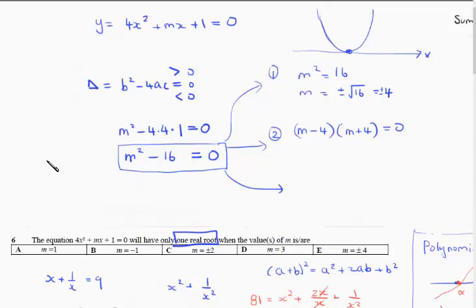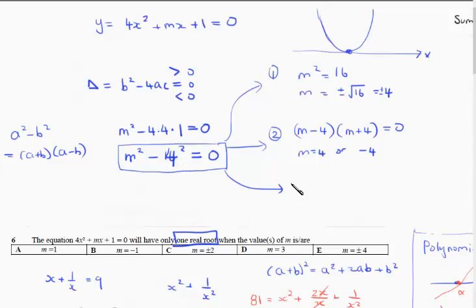So where do I get that from? You should know a squared minus b squared: the difference of two perfect squares is the sum of those two and the difference of those two. So m squared minus 16, where 16 is 4 squared, is m plus 4 times m minus 4, or you can write m minus 4 times m plus 4, and that's equal to 0. So to solve this, of course, m must be 4 or minus 4. So that's another way you can do it.